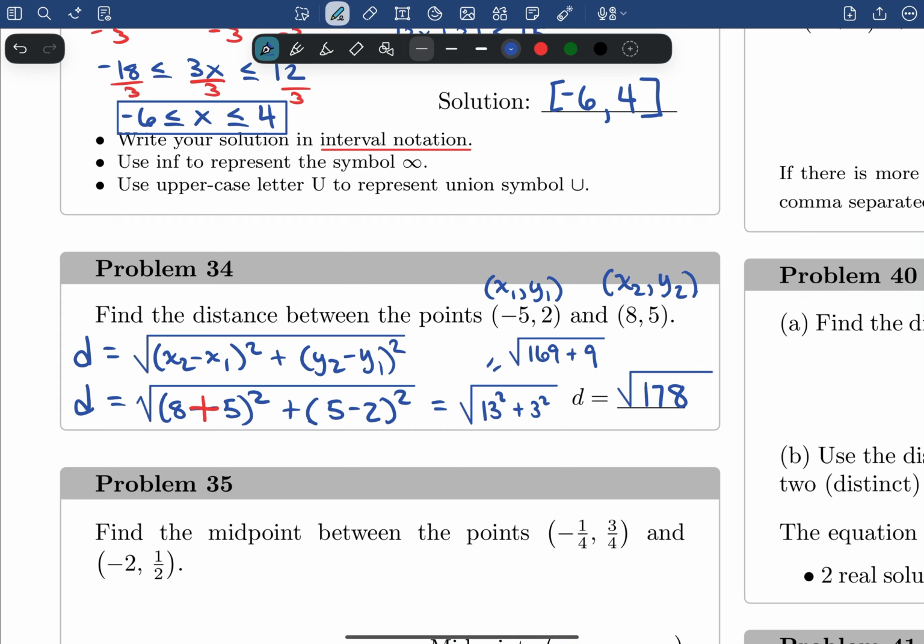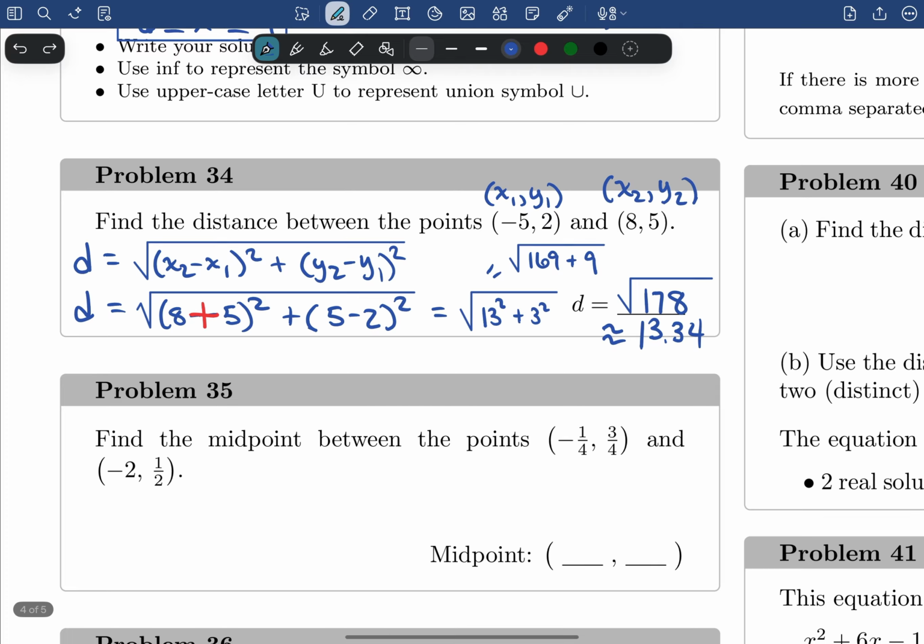Awesome. This is the exact answer. Your calculator could tell you an approximation of what the square root of 178 is. It's a little more than 13, right? So if I approximated this for fun, then I would get, yeah, 178. That would be about 13.34. Okay, so an approximation, 13.34. But I believe your problem is going to want you to input the exact answer. Cool. Let's go ahead and move forward.